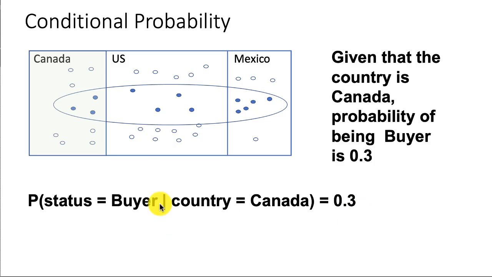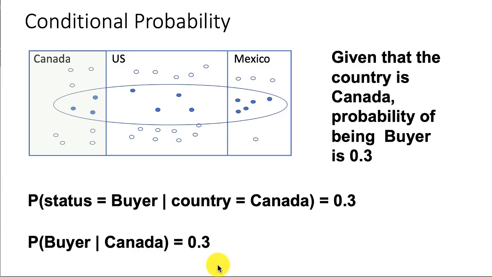So this vertical bar in the parlance of probability means given that something is true. So we could write this by leaving out status and country as simply probability of buyer given Canada equals 0.3. That's what we have done here.